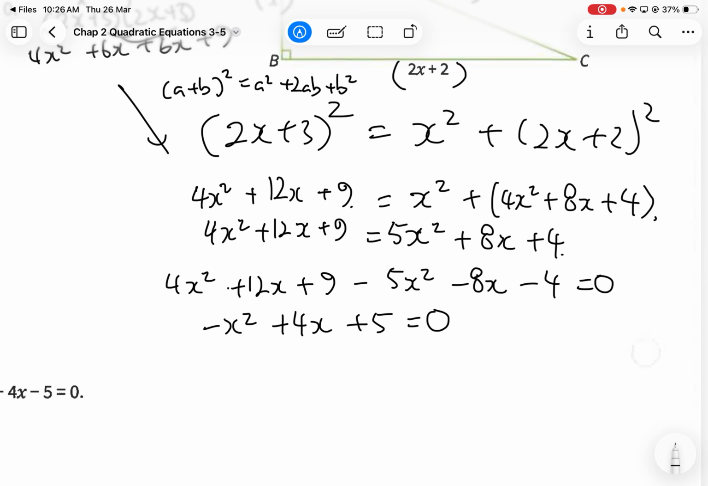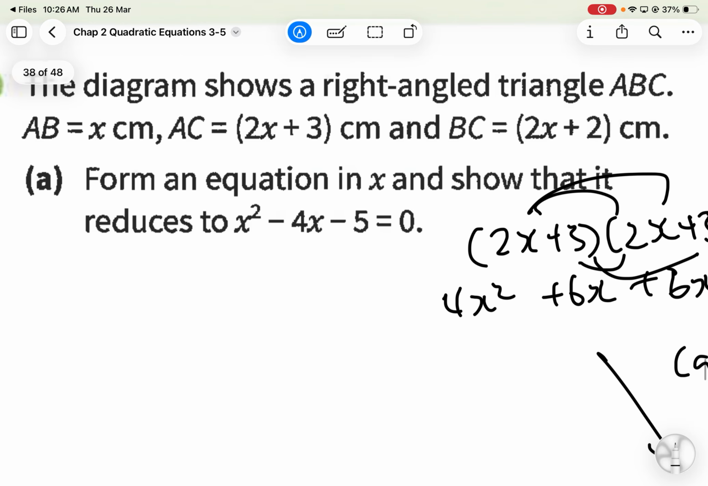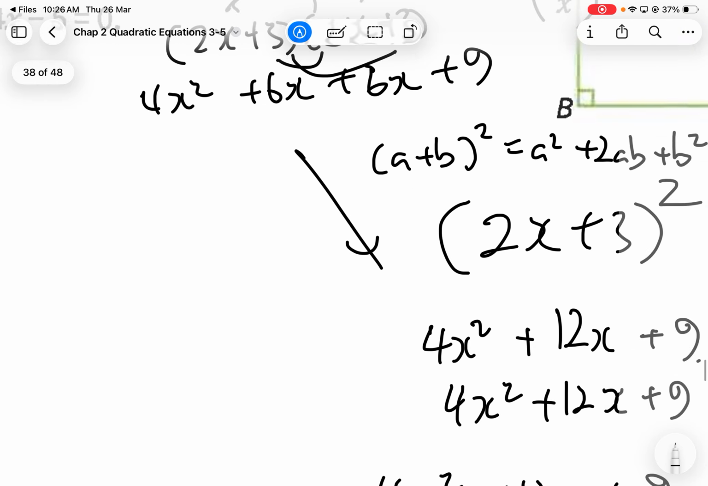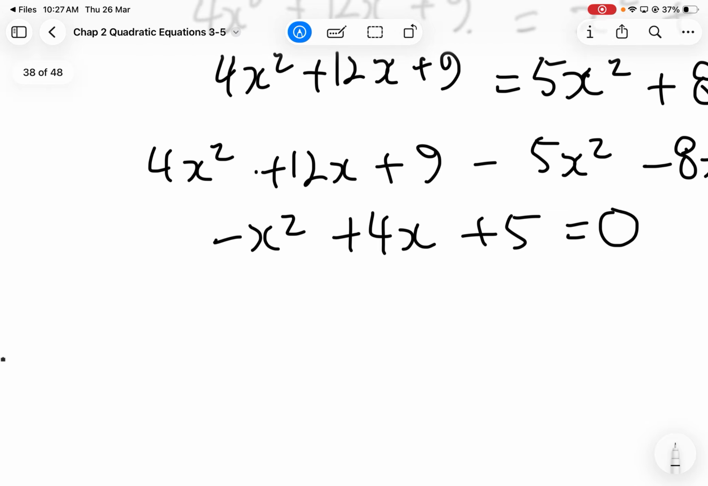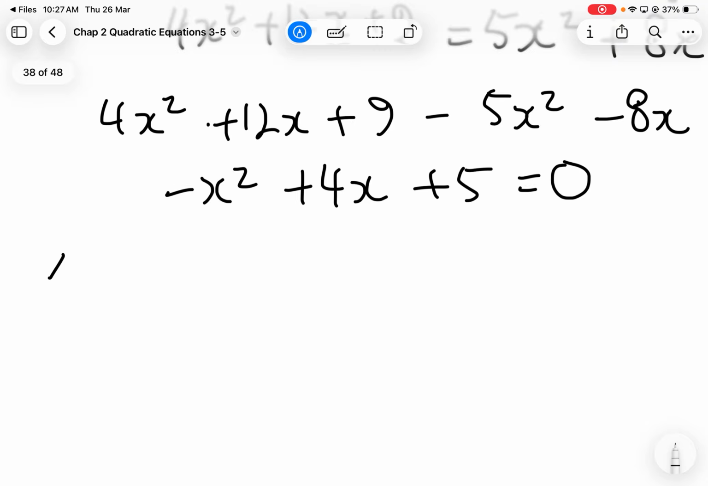Okay. Then when I go and look at what they want me to show, what they have is positive x squared. But what I have is negative x squared. So, different. Then I must change this to positive. How do I change this to positive? Negative times negative will become positive. So, I can multiply negative 1 to the entire left hand side and multiply negative 1 to the entire right hand side.